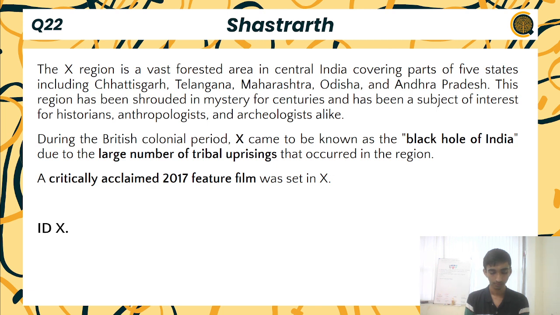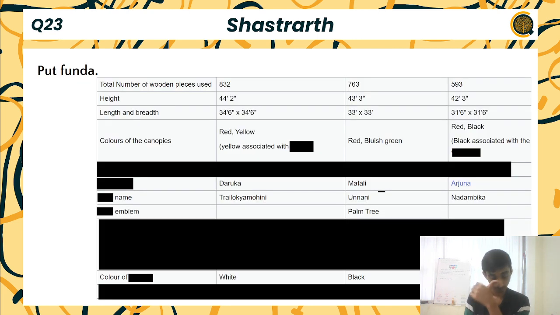Moving on, question number 23. I don't think I need to say anything here. Just put funda. So this is some table taken from some page. The table is depicting a comparison or something like that. So there were total number of wooden pieces used. It was 832, 763, 593. Its height, length and breadth, colors of the canopies.